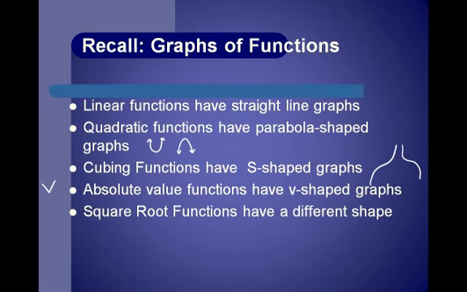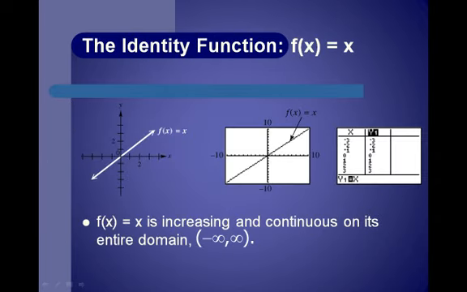Square root functions have a different shape. They are shaped sort of like that. Sort of imagine half of a parabola lying on its side. So let's talk about the identity function first.